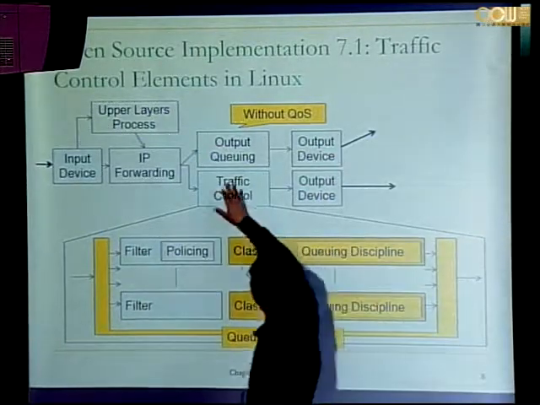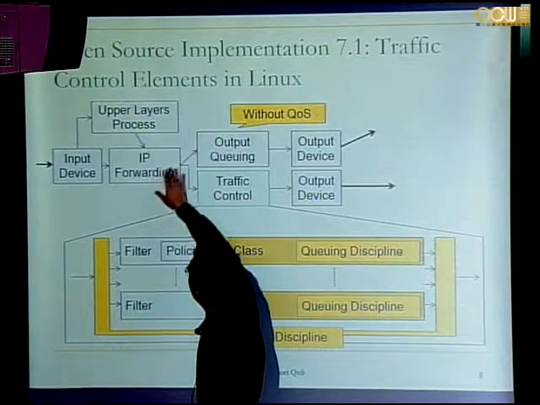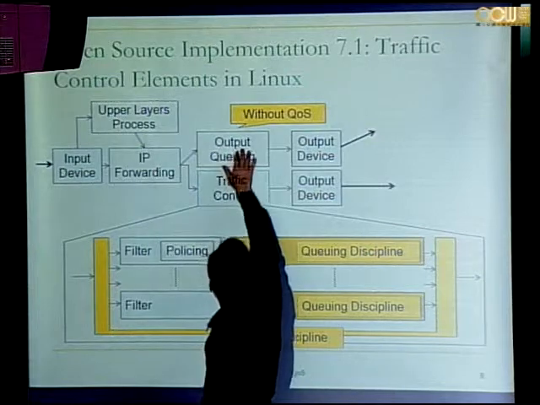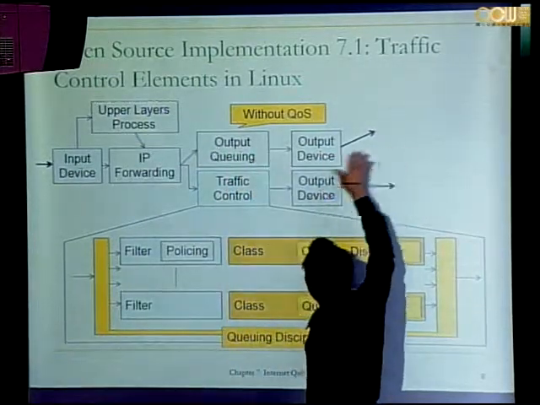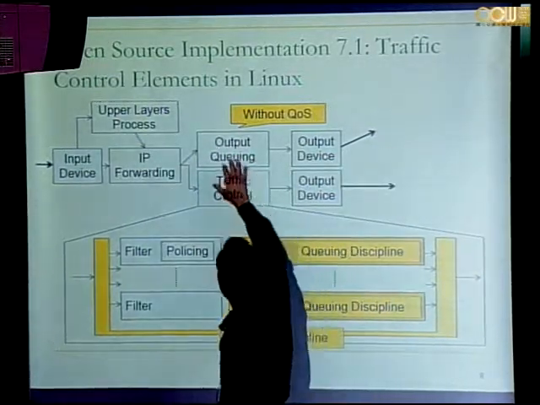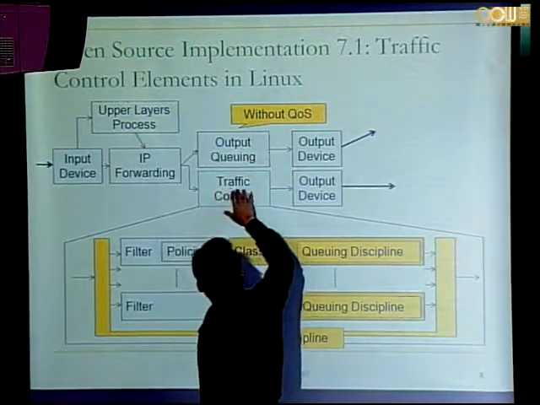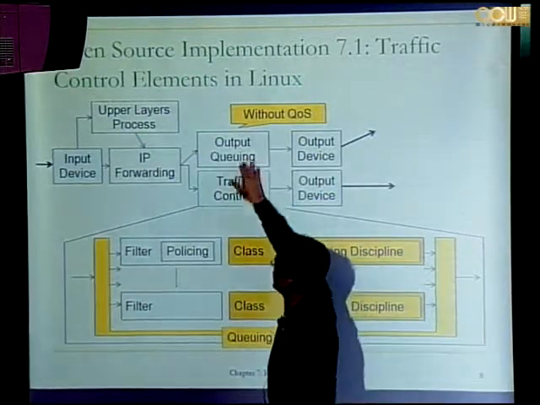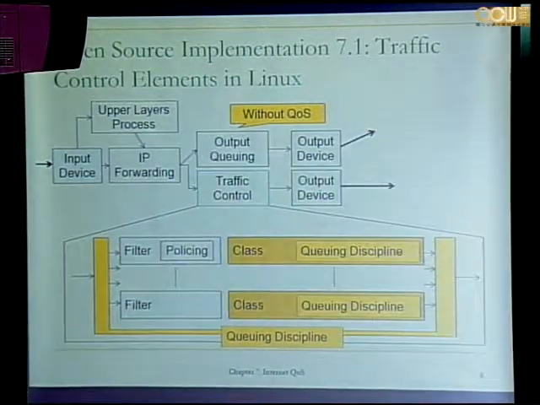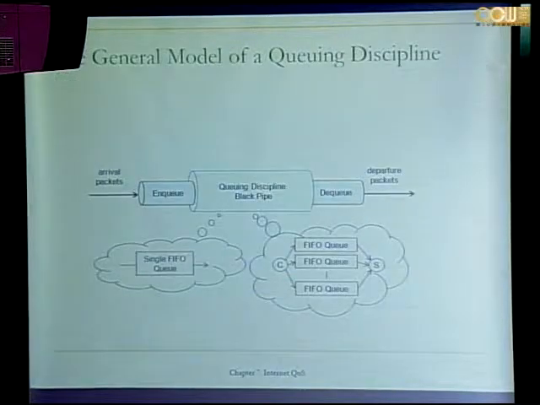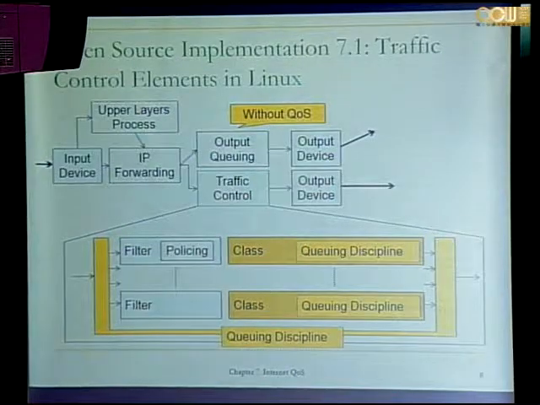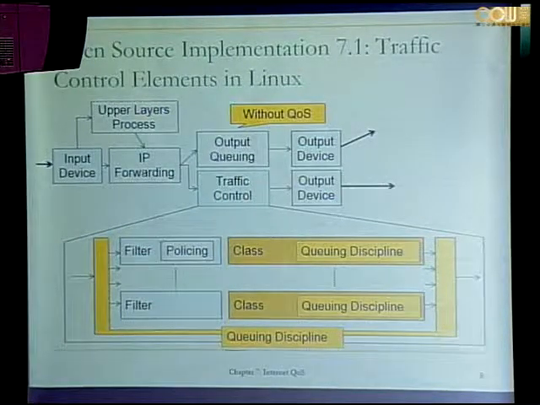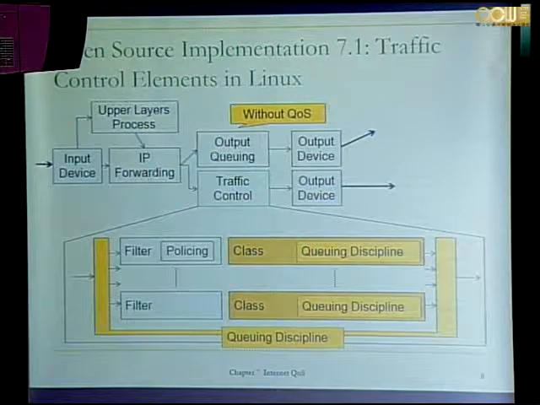Within the kernel, it's below IP forwarding. After IP forwarding, you put the packet into an output queue, and then the output device. That's without QoS. But with QoS, you can go this way, and it will go through this instead of a FIFO. Here it's a FIFO, but here it's not. It's multiple queues, multiple FIFO queues. So it's implemented right after IP forwarding.